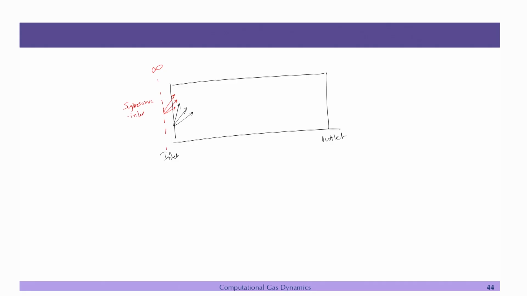You are not getting anything from the interior, so you have to specify every single value. If b is my boundary, then u b equals u infinity, p b equals p infinity, rho b equals rho infinity, and so on. Similarly, T b and v b equal their infinity values, and so on. On the other hand, let us talk about the supersonic outlet.